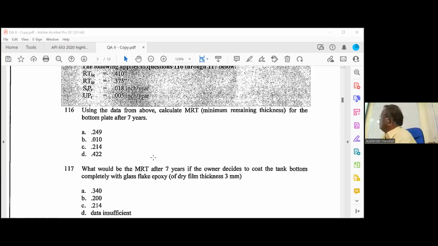RTPC 0.410. If you are not able to read, you can read it. It's clear only. Calculate this using that formula. Calculate both 116 and 117.